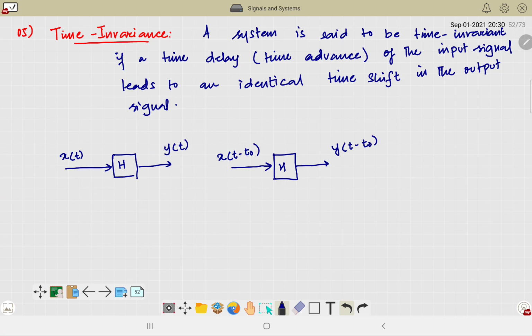We will do some more analysis regarding the time invariance property. That will take some time, so I will have a separate video for that. That will be the next one. But this is the general definition and the description. So let me stop here.